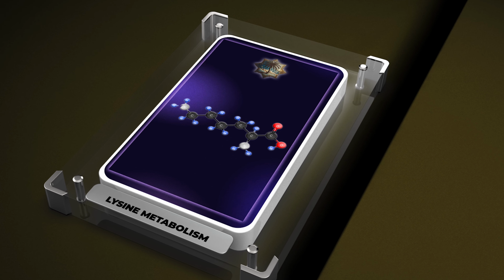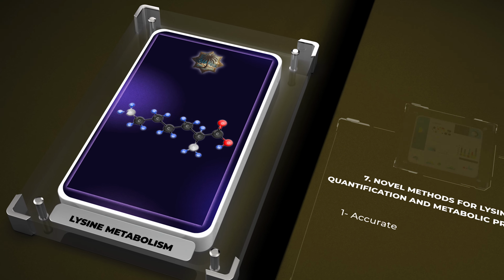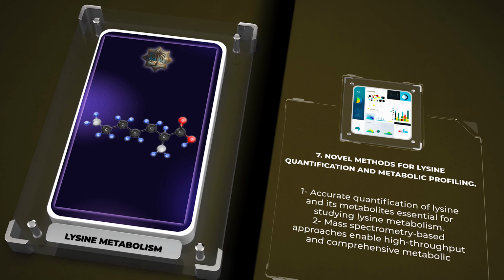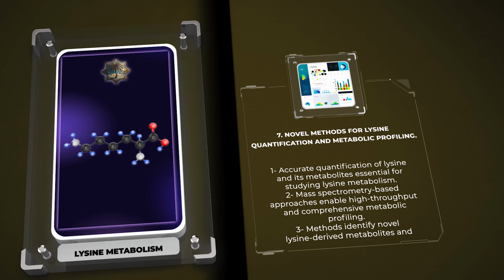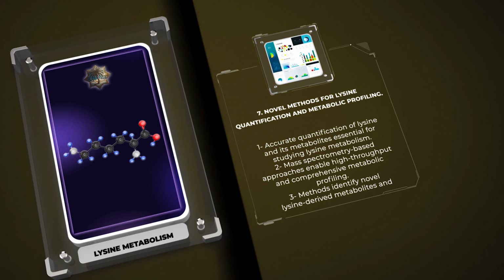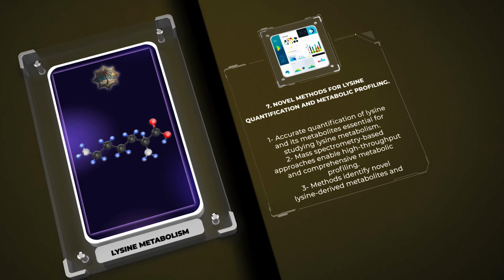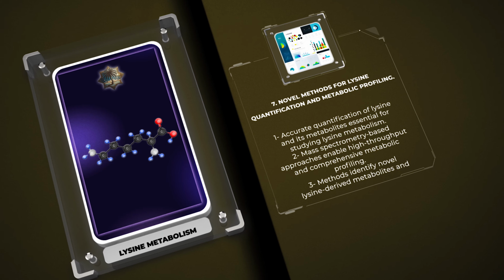Accurate quantification of lysine and its metabolites is essential for studying lysine metabolism. Recent advancements in analytical techniques, such as mass spectrometry-based approaches, have allowed for high throughput and comprehensive metabolic profiling. These methods enable the identification of novel lysine-derived metabolites and provide insights into their biological roles.